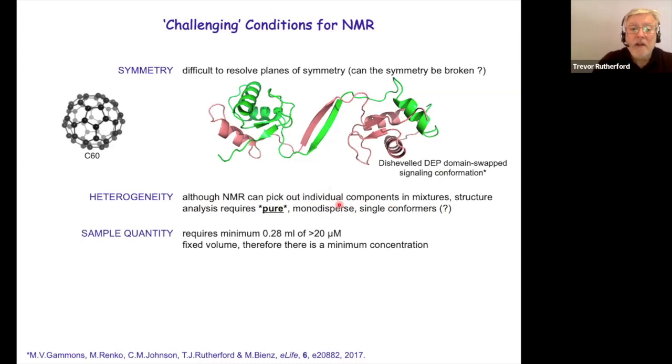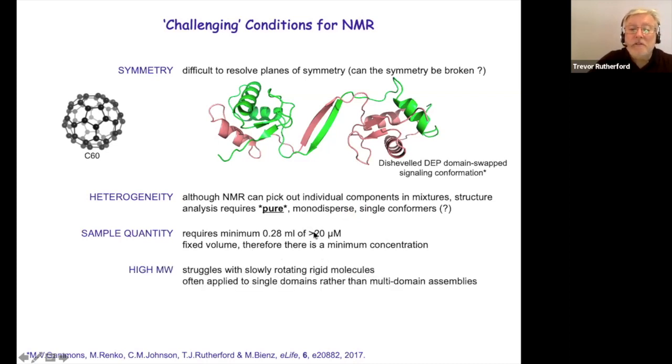We have the requirement of an absolute minimum of 280 microliters. And the minimum concentration that we can look at realistically has got to be upwards of 20 micromolar, which is quite a lot of sample compared with many biological applications. There is a fixed volume for the sample, therefore the concentration becomes quite critical, and it always is in biological studies.